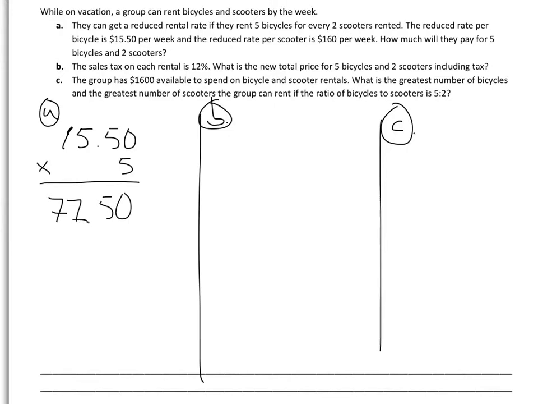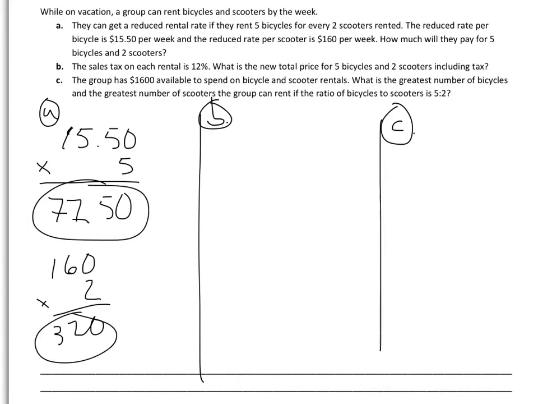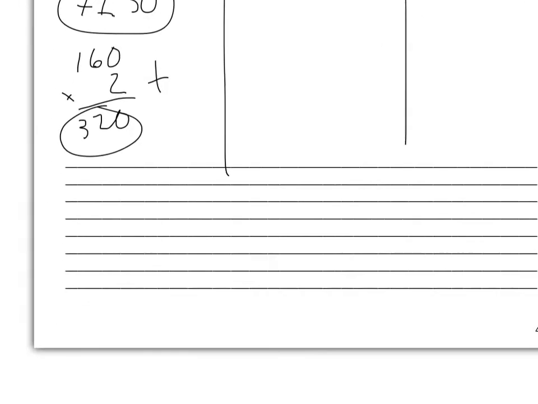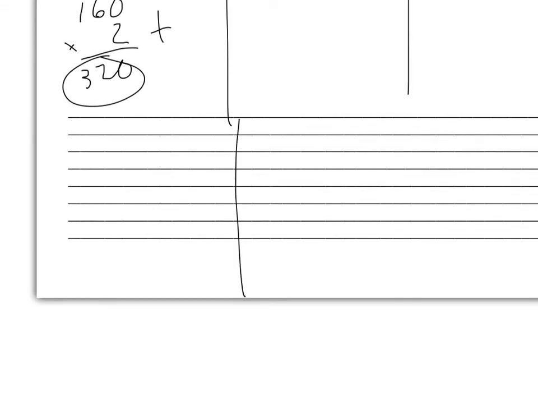If I have to rent 2 scooters, I'm going to take $160 times my 2 scooters. That gives me $320. Then all I had to do was take the total of the bikes and the total of the scooters and add them together. For part A, you should have gotten $397.50. And you just say, the amount they would have paid is $397.50. I know this because I multiplied $15.50 by 5 for the bikes, and then added that to 320 because I bought 2 scooters, and when you add those together, you get $397.50.